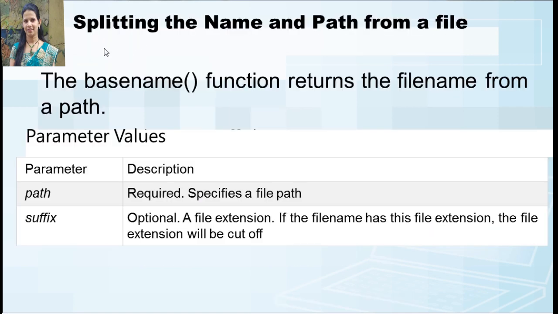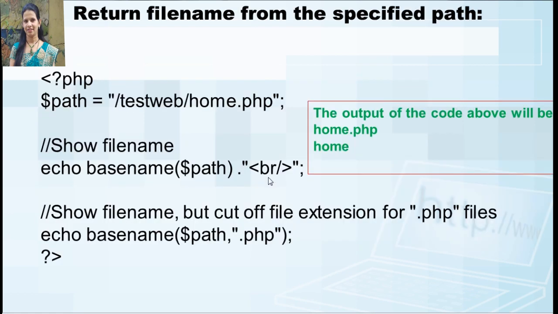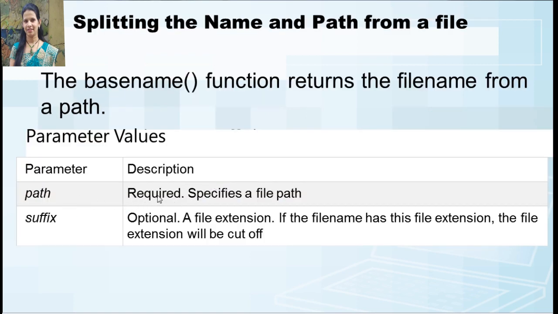The next topic is splitting the name and path from a file. Suppose you are given a path with the file name at the end. You can use the basename function. It returns the file name from a path. See, here is a path and here is the file name, and you can apply the basename function. The parameter for this function is path. Path is required; it specifies the file path.